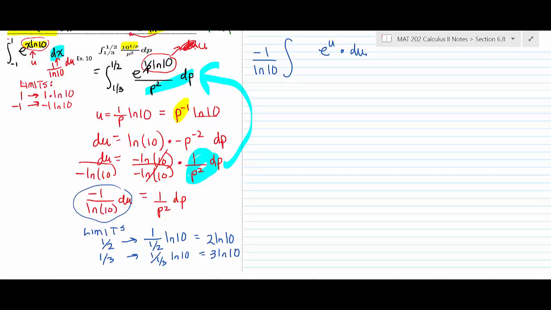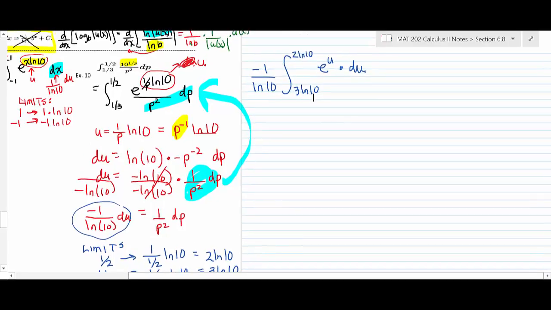All right, well, let's get everything set up now. The upper limit was 1/2, so now that's 2 ln of 10. And the lower limit is 3 ln of 10 like that. Everybody following along okay? Once you got this part done, you got it made pretty much.